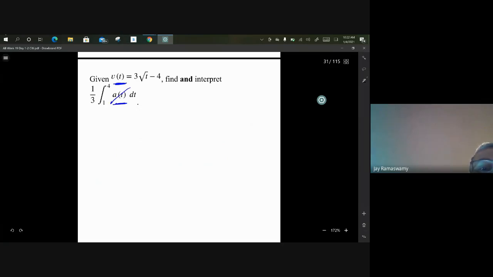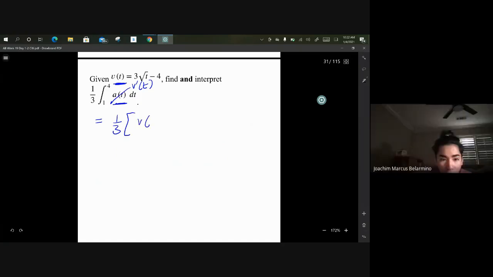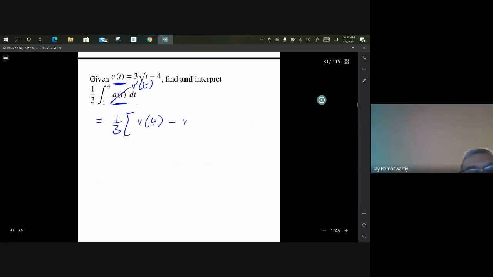We can write A of t as V dash of t. What should I not forget to bring down? 1 over 3. That can vanish. What's your right-hand side? V of 4 minus V of 1.